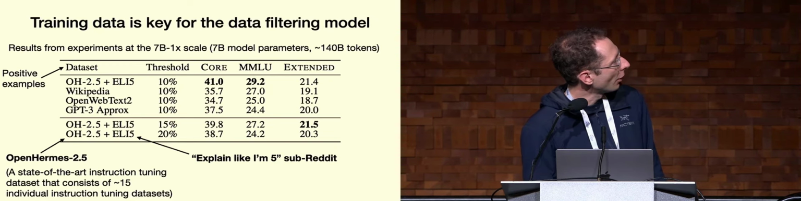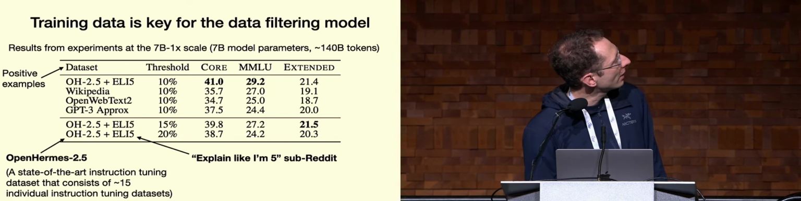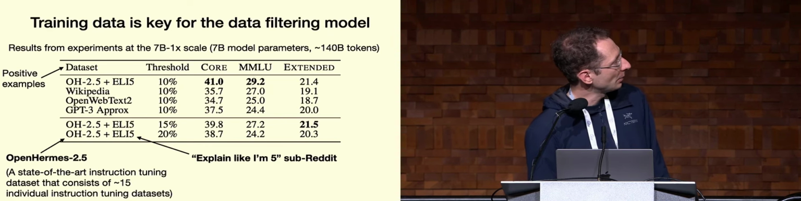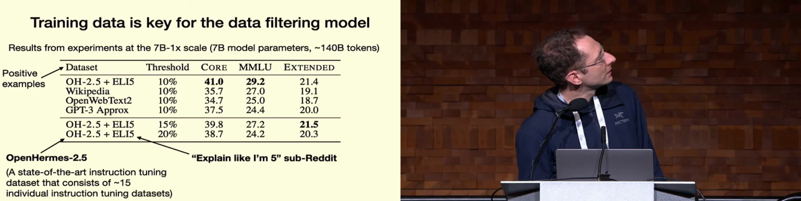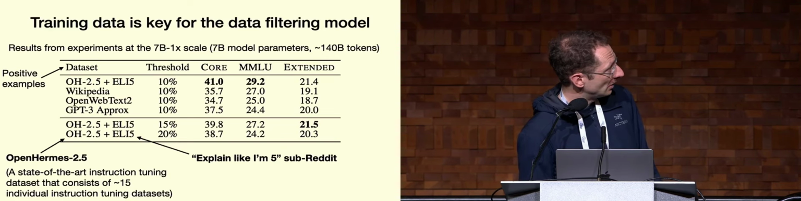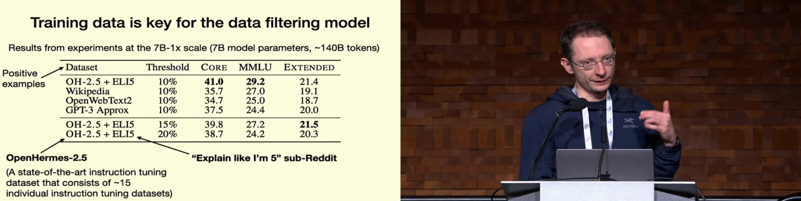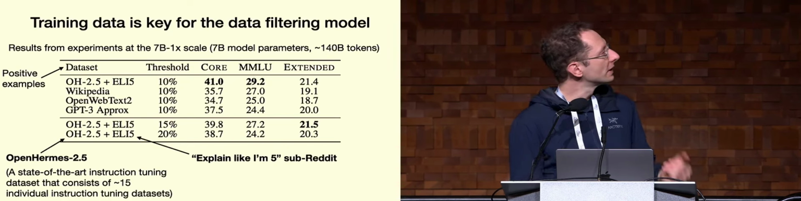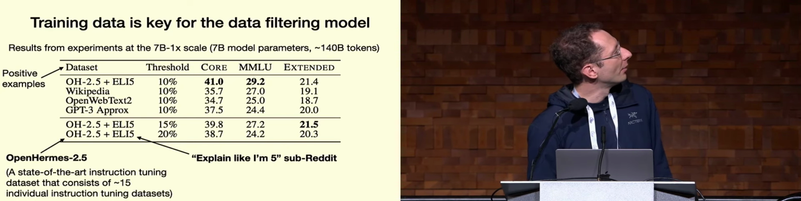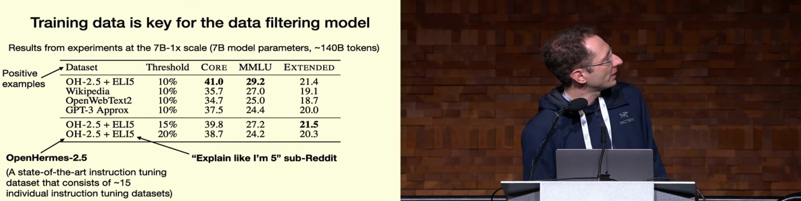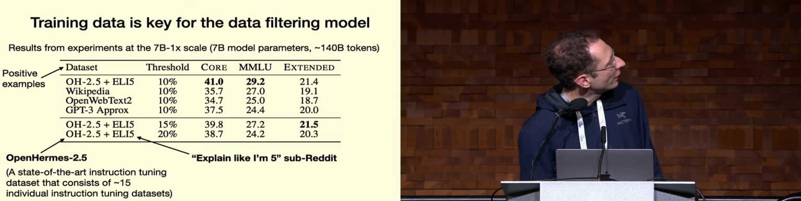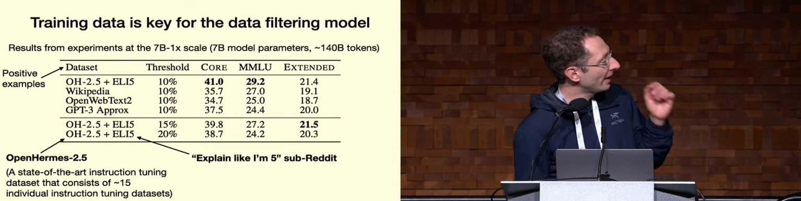Now these results are at the larger scale, 7 billion. What you can look at here is the filtering threshold. We look at the top 10% of examples where we use different data sets as positive examples. The negative examples for the filtering model always stay the same, just random samples out of our corpus. And then the positive examples are Wikipedia, a reproduction of OpenWebText2, an approximation of what they did for the GPT-3 paper. And then what we found to work very well is OpenHermes 2.5 plus the Explain Like I'm 5 subreddit.